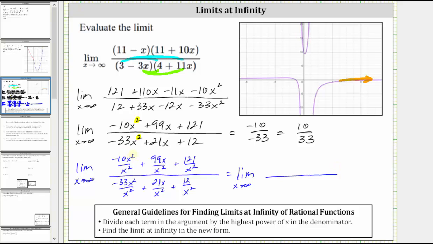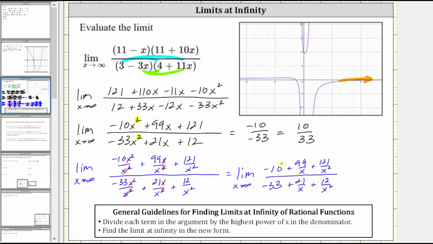x squared divided by x squared simplifies to 1, giving us minus 10. x divided by x squared simplifies to 1 factor of x in the denominator, giving us plus 99 divided by x. Nothing simplifies here in the third term. We have plus 121 divided by x squared. In the denominator, again, x squared divided by itself simplifies to 1, giving us minus 33. x divided by x squared simplifies to 1 factor of x in the denominator, giving us plus 21 divided by x. And for the third term, nothing simplifies.